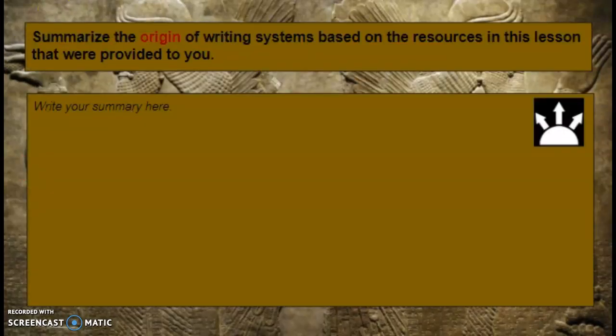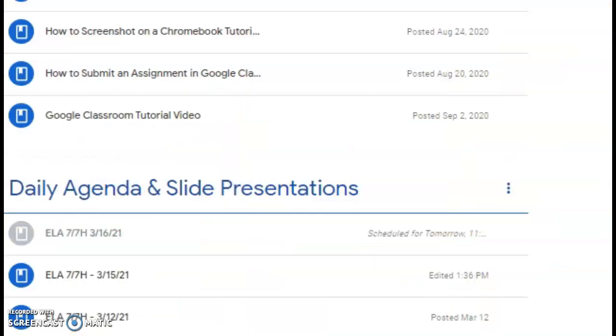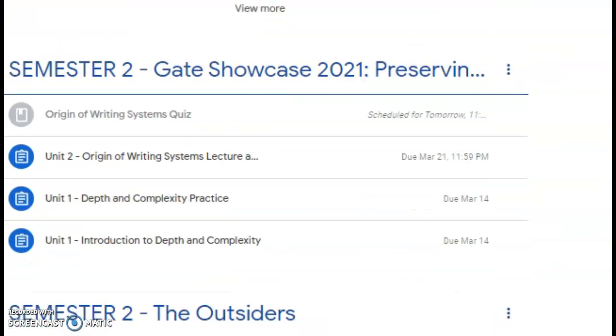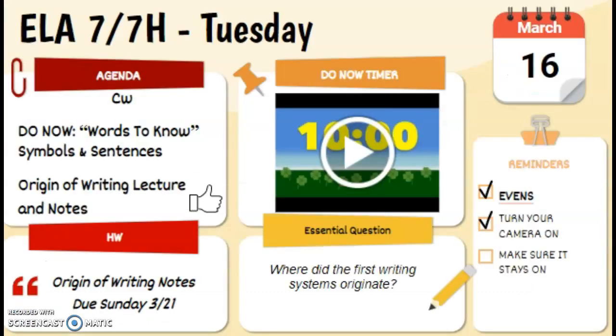And then you guys will ultimately, for your exit ticket of the day, just summarize what the origins of writing systems are based on the resources you found in this lesson. Then you guys will also be taking a quiz. So your quiz, as always, is going to be located in your Google Classroom. See right there where it says Semester 2 Origin of Writing Systems quiz. That's where you guys are going to be taking that tomorrow. So that's going to be at the end of our class.